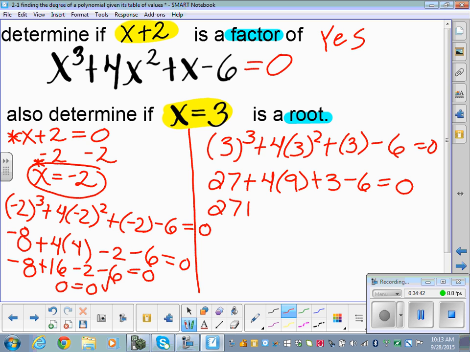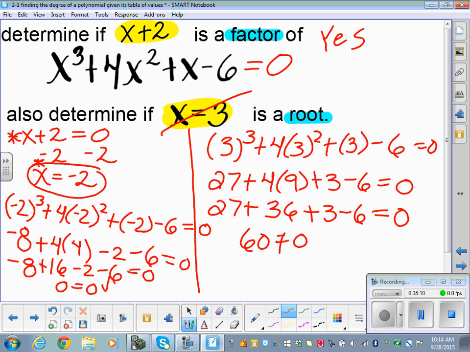So we have 27 plus 36 plus 3 minus 6 is equal to 0. So let's check it. You said 60 is equal to 0. Is that true? No. So this is not a root.